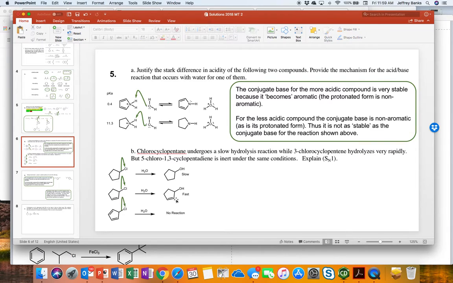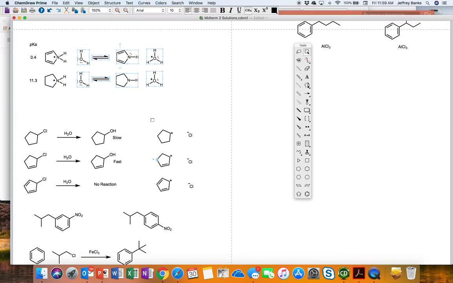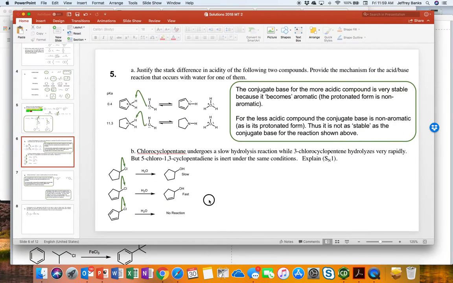And what does this arrow pushing indicate? That this pair of electrons in the carbon-chlorine bond is leaving to break that carbon-chlorine bond. The electrons are going with the chlorine, so we're going to end up with a chloride anion and a carbocation. Let's take a look at those carbocations. All of them have to undergo a reaction where there's an intermediate.